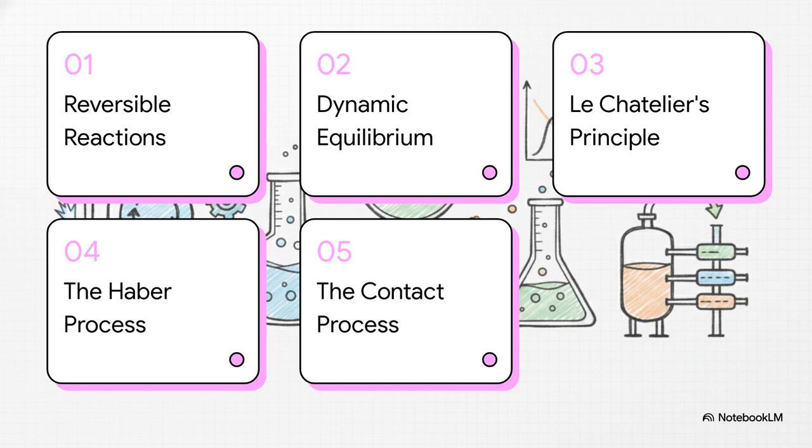Here's our roadmap for today's explainer. First, what are reversible reactions? Second, achieving dynamic equilibrium. Third, Le Chatelier's principle. Fourth, the Haber process. And finally, number 5, the contact process.